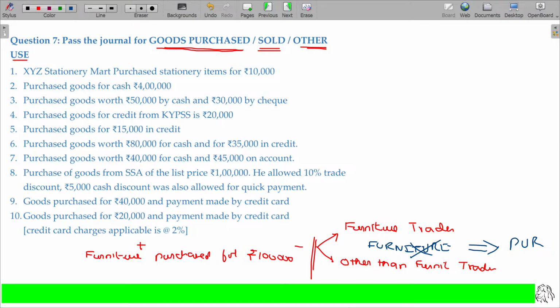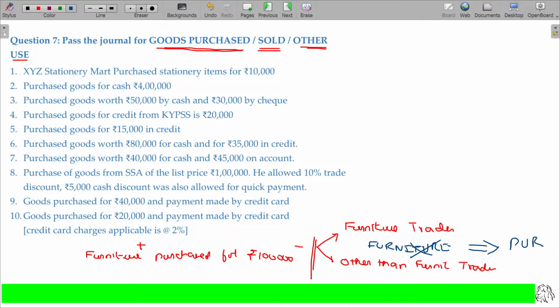Other than a furniture mart, for example, Singer Academy, we purchased furniture. Why do I purchase the furniture? Is it for sale? Definitely not. I am purchasing the furniture for my regular use, for an asset purpose. It is going to be my asset for a longer period. Then I am going to show that as furniture only in my books.